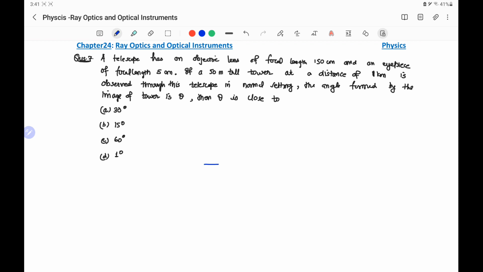For this problem, first we will draw the diagram. This is the principal axis on which there is an objective lens. Focal length of the objective lens is 150 centimeter, and there is a tower of 50-meter height at a distance of 1 kilometer, that means 1000 meter, from the objective. For image formation, we take one of the rays which passes through the optical center of the objective lens without any deviation, and the image of this tower AB is formed as A dash B dash.